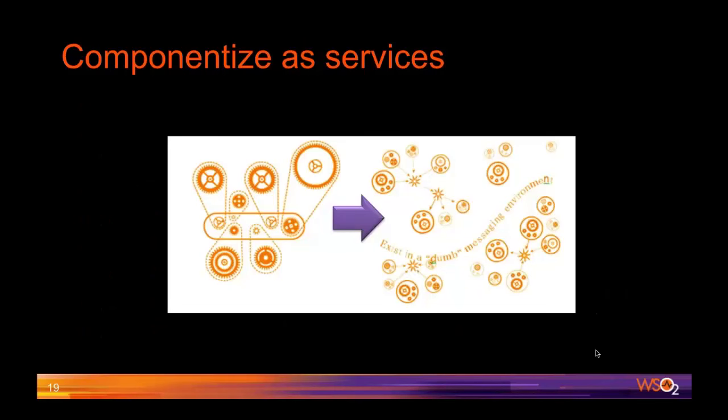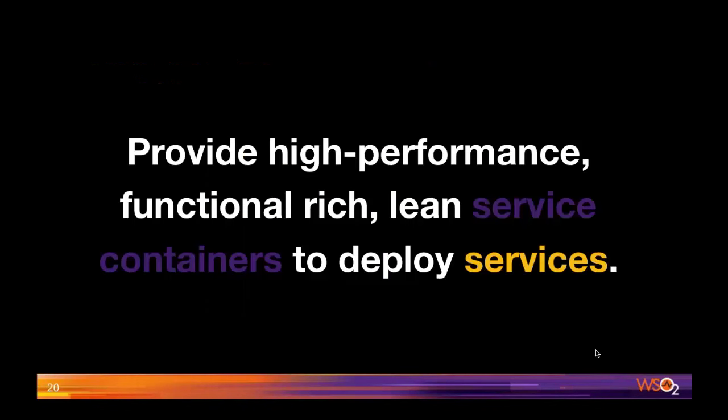The first thing is componentization as services. As we identified in the previous diagram, the loosely coupled services are moving forward to a decoupled set of services. So from the middleware platform, what we expect is a high-performance and functionally rich lean service container to deploy services. WSO2 provides the microservices server, so you can get this capability with high performance but very functionally rich. The last two sessions of this webinar series will go into detail about our microservices runtime, so I'm not going to go into detail on that.